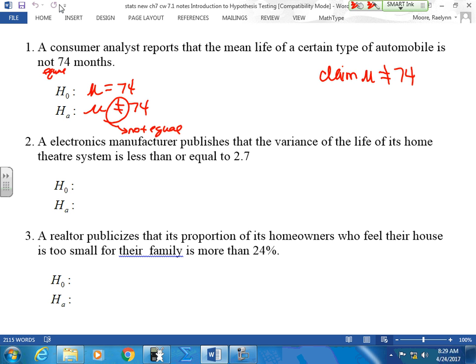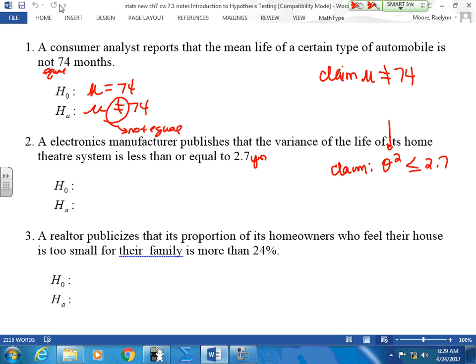Good. An electronics manufacturer publicizes that the variance of the life of its home theater system is less than or equal to 2.7, probably years, right? So, claim. Chris, what's my claim? Variance is less than or equal to 2.7. I write my population parameter. It's got to be sigma squared.